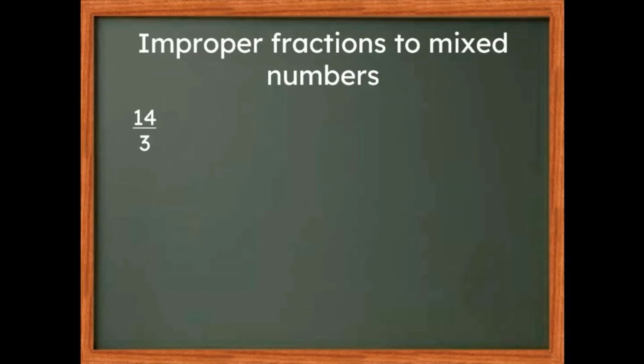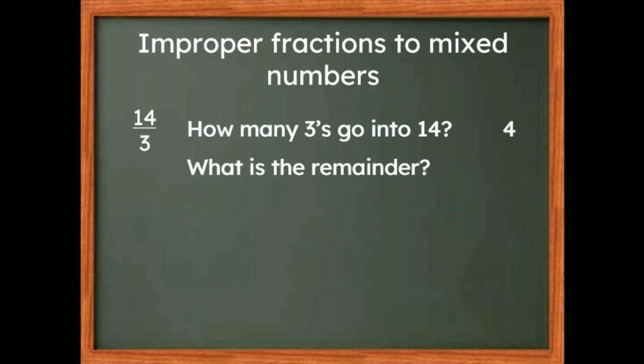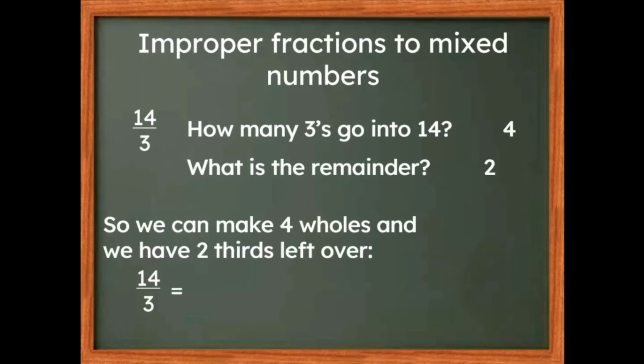Improper fractions to mixed numbers. 14 over 3, which is 14 divided by 3. How many 3's go into 14? 4. What's the remainder? 2. So we can make 4 wholes and we have 2/3 left over. So 14 over 3 is 4 2/3.